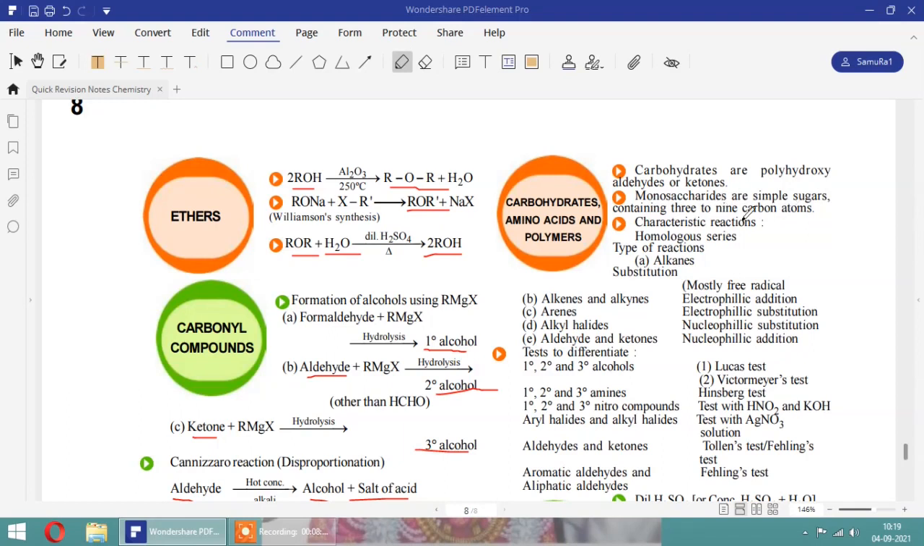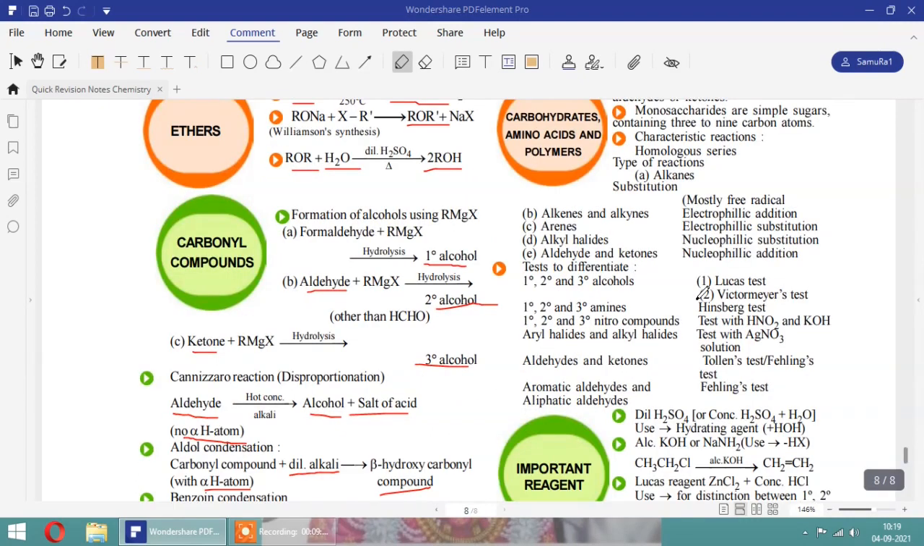Characteristic reactions of homologous series. Types of reaction: alkanes undergo substitution. Alkenes and alkynes undergo electrophilic addition reaction. Arenes undergo electrophilic substitution. Alkyl halides undergo nucleophilic substitution reaction. Aldehydes and ketones undergo nucleophilic addition reaction.